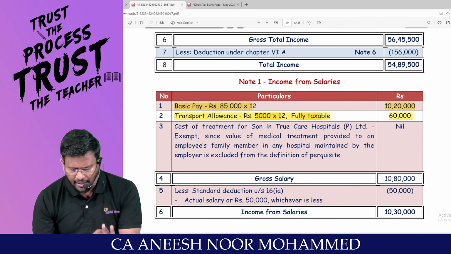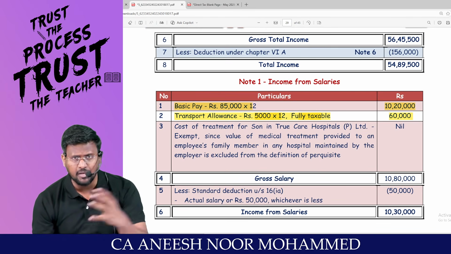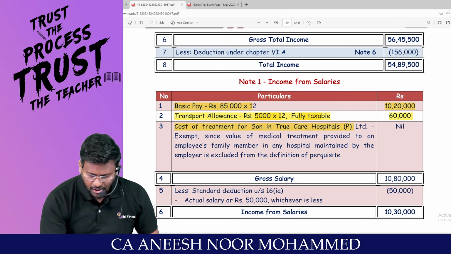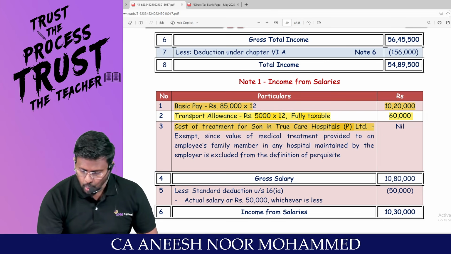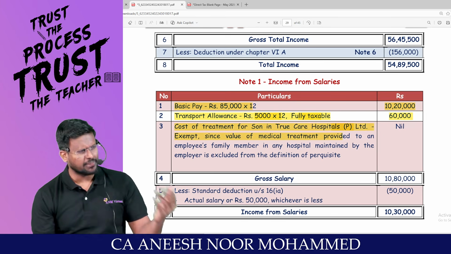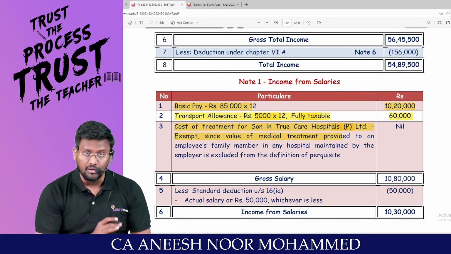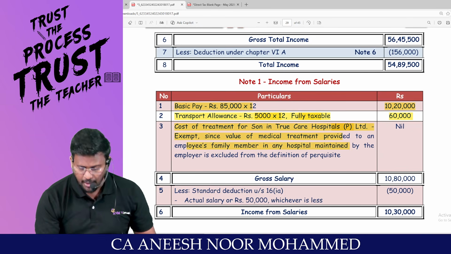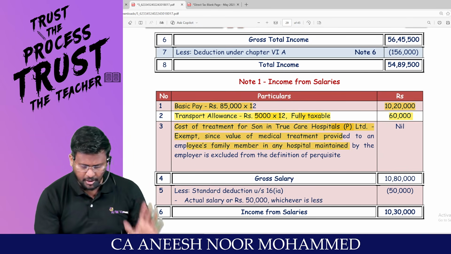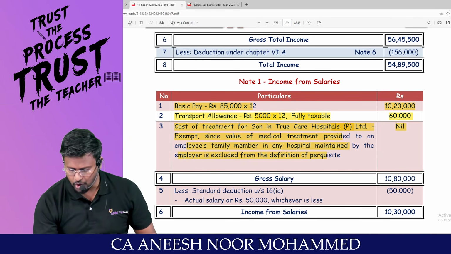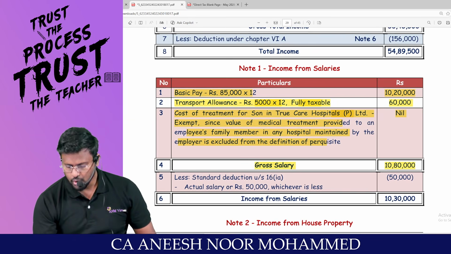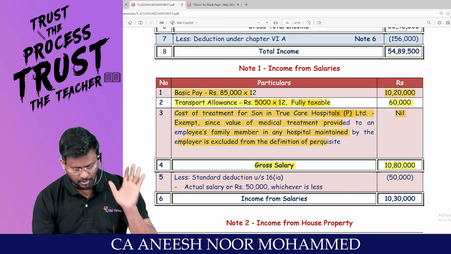Has she got any medical treatment from a hospital which is owned by employer? So cost of treatment for son in True Care Hospital Private Limited is exempt, since value of medical treatment provided to an employee's family member in any hospital maintained by employer is excluded from the definition of perquisite. Am I right? So the gross salary is 10,80,000.